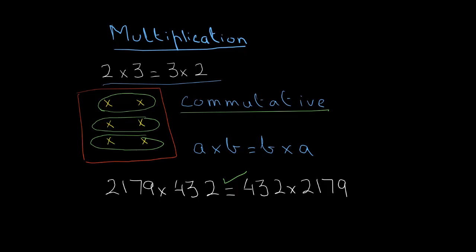The next law that I want to talk about is the distributive law. So let's write out the distributive law. Let's do 4 multiplied by 2 plus 3. What the distributive law says is that this is equal to 4 multiplied by 2 plus 4 multiplied by 3.